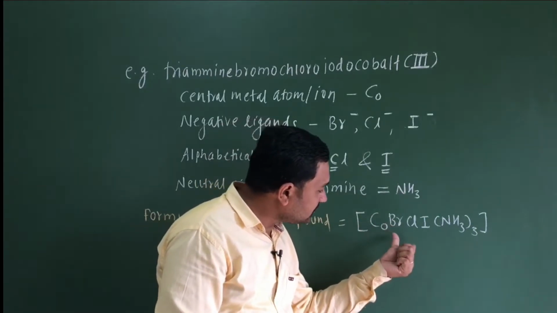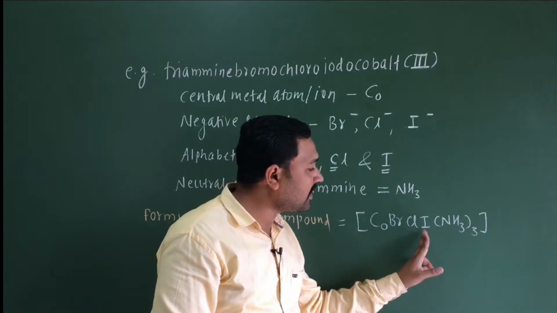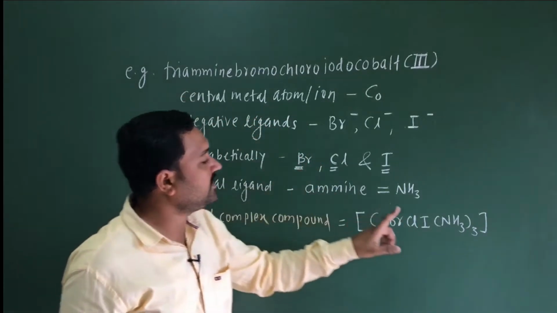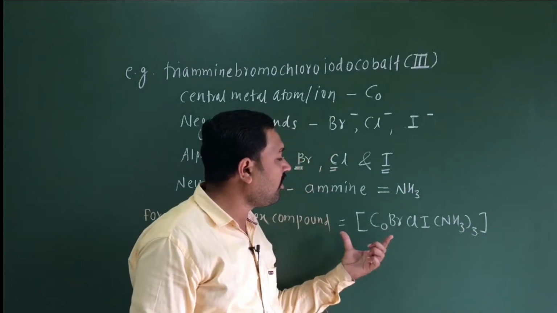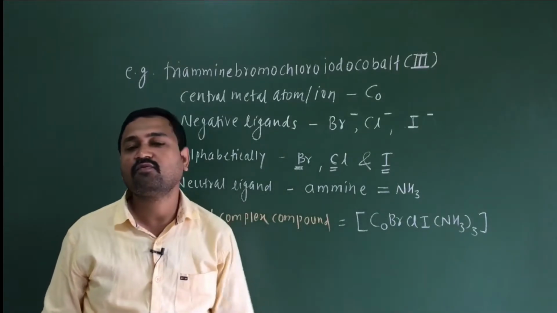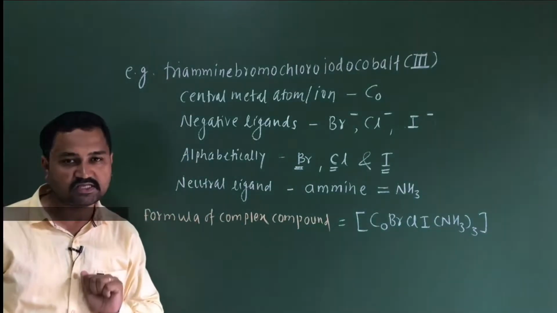So I have written the sequence of this ligand as Br, Cl, I, and lastly the triamines, hence NH3, and then all these entities are closed in the square bracket. So this is the formula of your complex compound, and this is about your rule number 2.